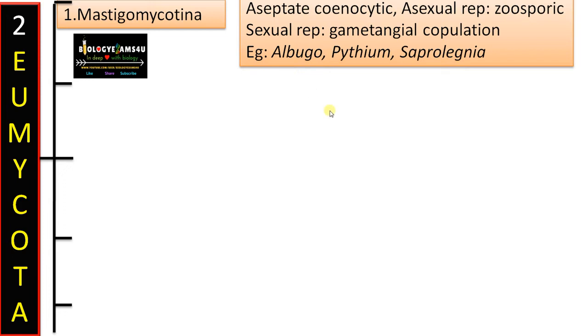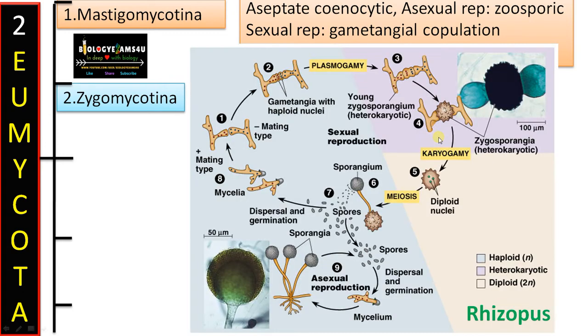Moving into the second subdivision, that is Zygomycotina. The most common example is Rhizopus or bread mold. So we have given a video on the life cycle of Rhizopus. You can refer to that also. Here you can see this hyphae is also aseptate, without septation, therefore cenocytic.